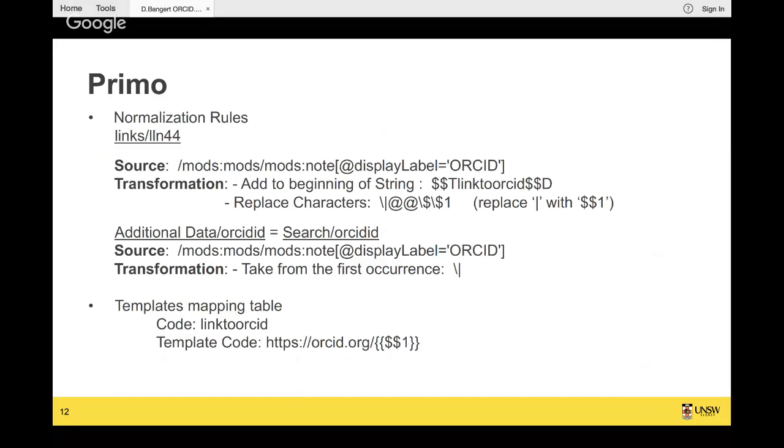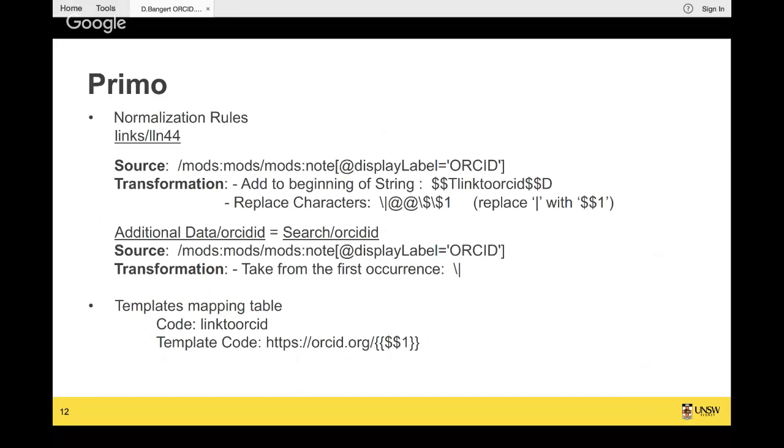So after we analyzed the source record and knew what to put into the PNX fields, the next step was to configure Primo normalization rules. Out of the box, Primo PNX has an ORCID field under the search section and additional data section. There is none in the link section, so that's why we use one of the local link fields as an ORCID link.